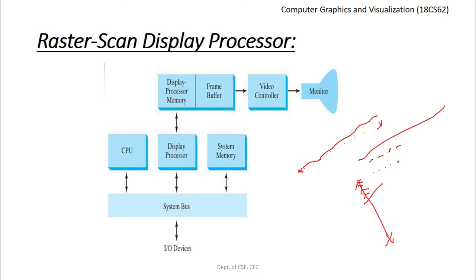So a display processor should also be able to generate different line styles, such as dashed lines, dotted lines, or solid lines, display color areas, and apply transformations to objects in a scene. What are transformations? We'll be discussing that in the next module: how to rotate an object, how to move an object on the screen, how to change the shape of an object. We have something called scaling, increasing or decreasing the size of an object, and so on. Display processors are typically designed to interface with interactive input devices such as a mouse.